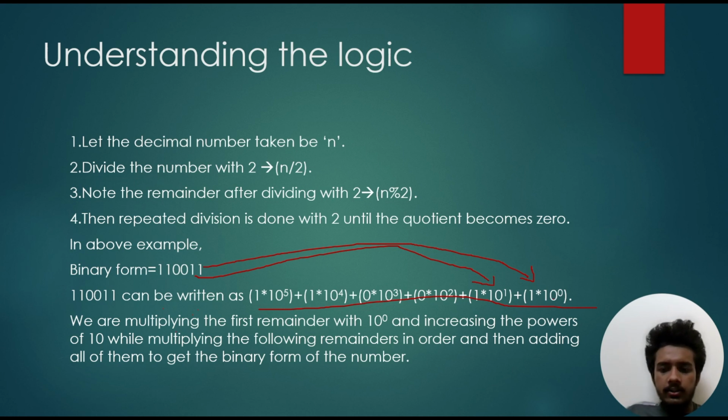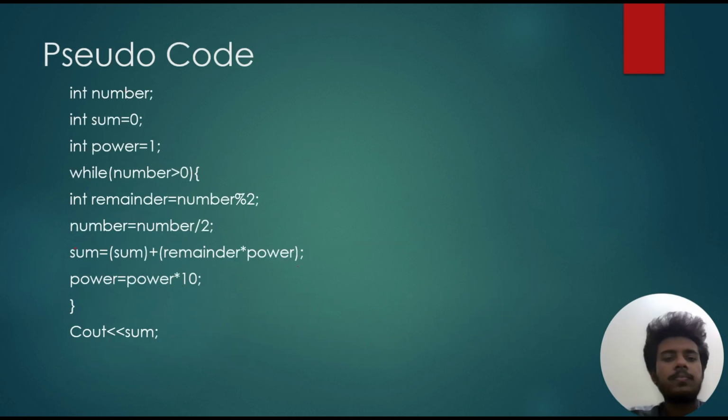Now I'm going to write the pseudocode for this conversion. I am taking a variable number whose data type is int, and another variable sum whose data type is also int, and I'm initializing it to 0. I'm taking another variable, power, whose data type is also int, and I'm initializing it to 1.